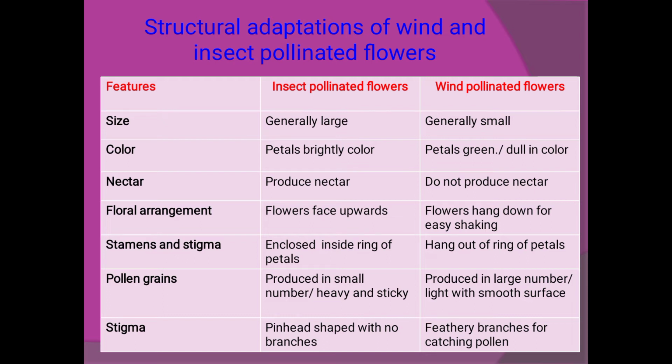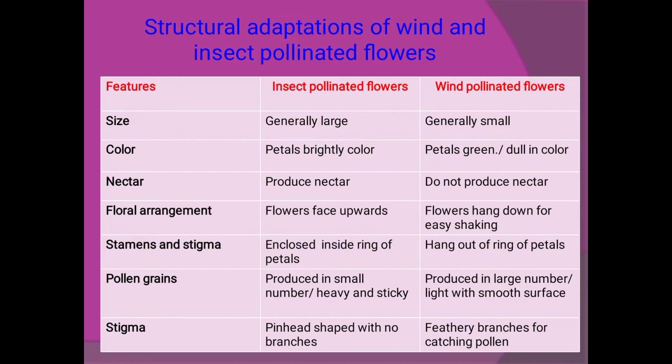Floral arrangement or whorl arrangement. In insect pollinated flowers, flowers face upward as we see in all of the flowering plants, that is sunflower or rose, to help the birds or insects to sit over it. While in wind pollinated flowers, flowers hang down for easy shaking.